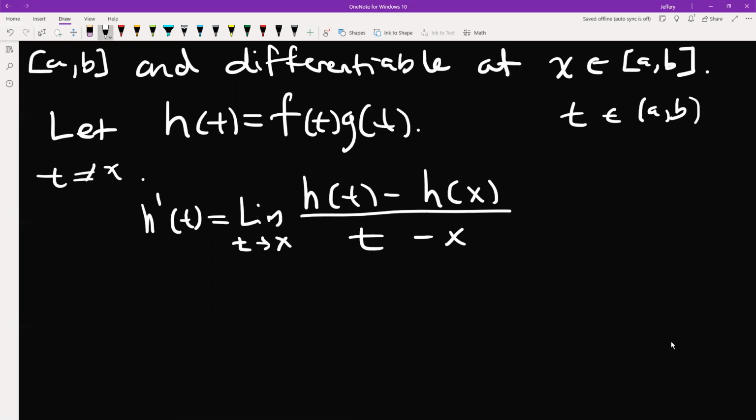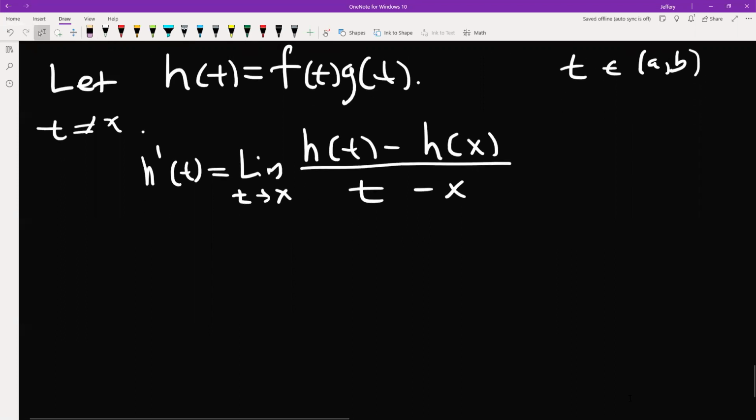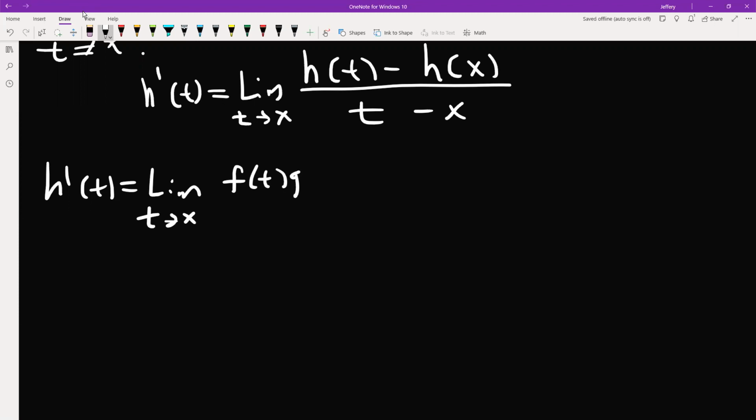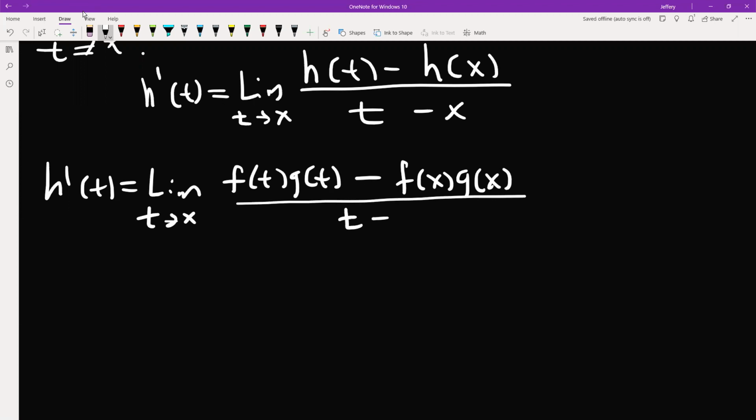Because x can be a or b, and I want t to approach a or b, and I don't want t actually to be equal to x. Okay. All right. So now let's do the next step here. I'm going to say h prime of t is equal to the limit as t goes to x, but h of t is f of t times g of t minus f of x times g of x, all divided by t minus x.